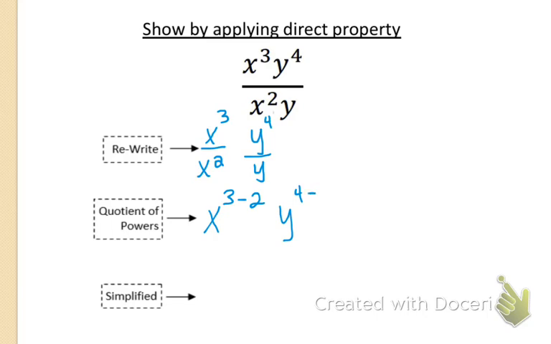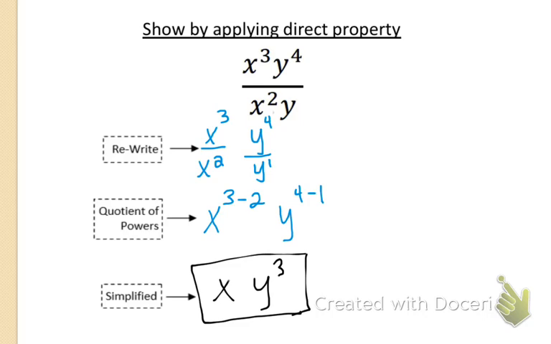Same base, the numerator is y to the fourth, the denominator is y to the power of 1, so 4 minus 1, and now we can simplify our answer. So this is x, 3 minus 2 is 1, 2x to the 1, and y, 4 minus 1, y cubed. Now again, this 1 is not necessary, so this will be our final answer, our simplified answer. Pretty easy. Easier than expanding.